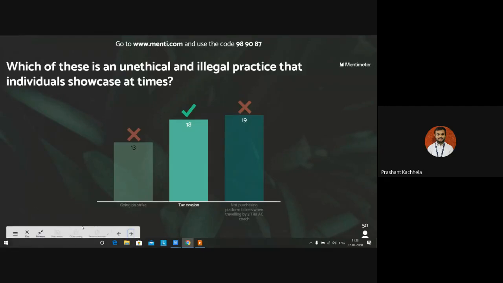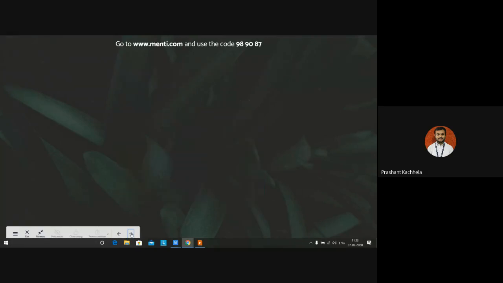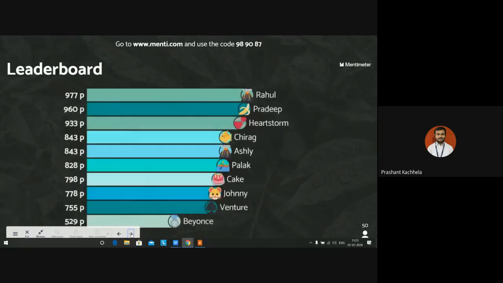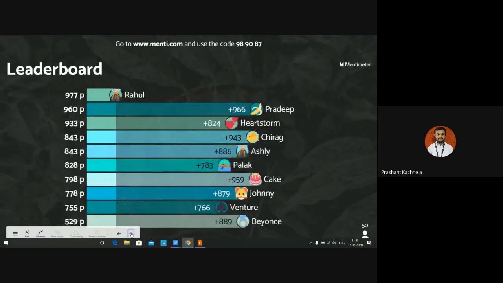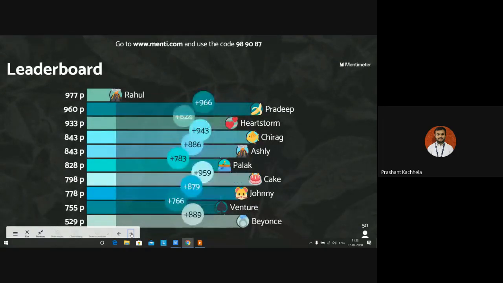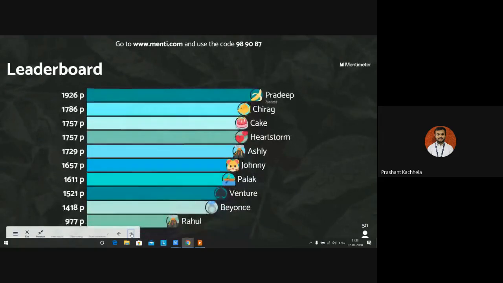As I told you, you will find interesting questions there. Now let's go for the last question. Be ready. Let's check the leaderboard. Again, Rahul was leading earlier, but Rahul hasn't responded. Now it's changed. Now Pradip is first and he has 1926 points. Chirag is second, and there is someone who is cake. Very interesting. We'll go for the third. Last question, fourth.